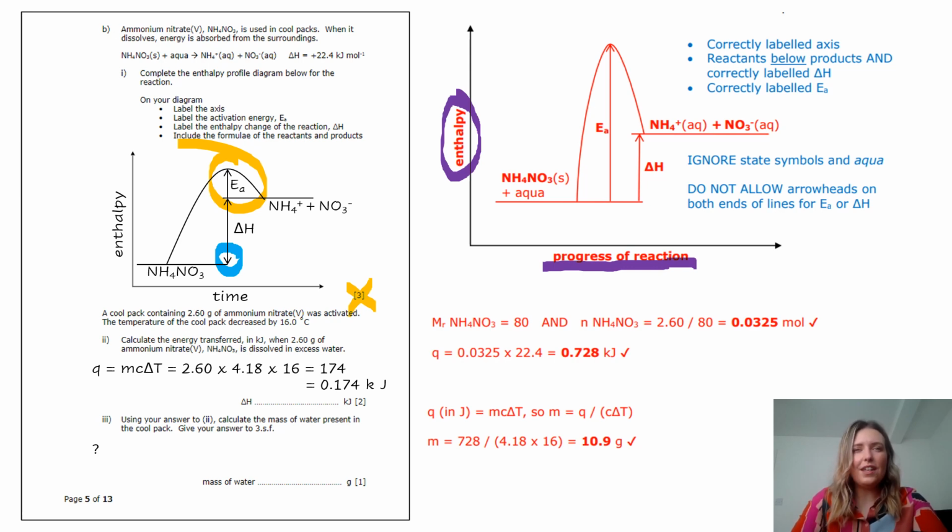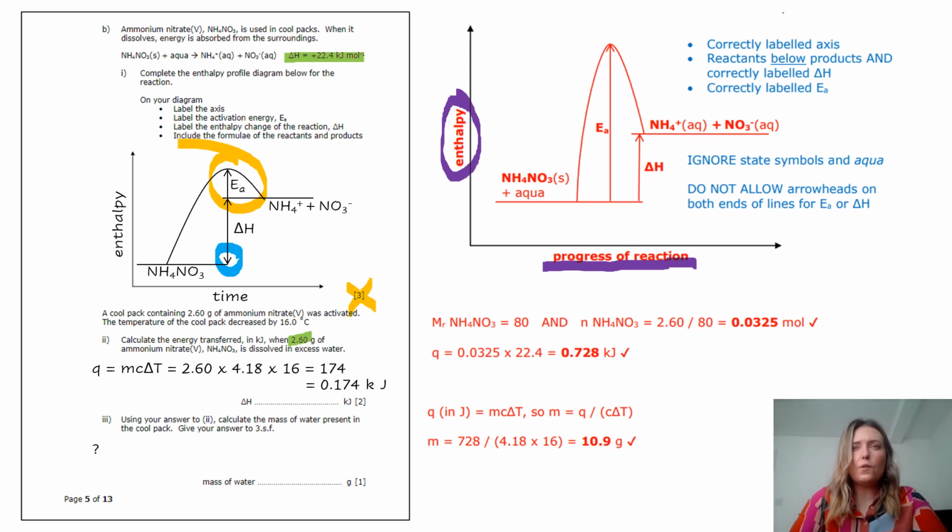They are a little bit tricky, and I think many people will have done what my students done and just gone blind with the Q equals MC delta T here because they've seen the words energy transferred. So a cool pack contains a mass of sodium nitrate. It was activated. The temperature of the cool pack decreased by 16 degrees C. Calculate the energy transferred in kilojoules when 2.6 grams of ammonium nitrate is dissolved in excess water. We've got an amount of ammonium nitrate here, and we've got a value for delta H up here. So what this question is asking us to do is not to do Q equals MC delta T. You don't have the right information to do this anyway. It's about adjusting the value of delta H, which is per mole, to a specific amount of ammonium nitrate.